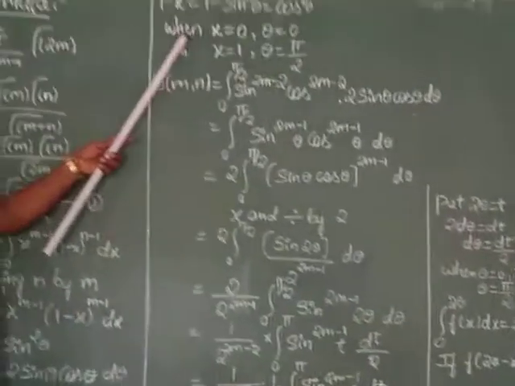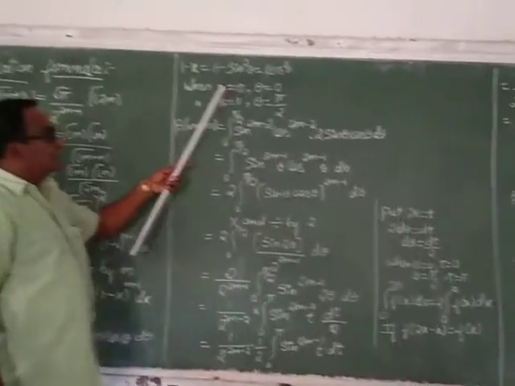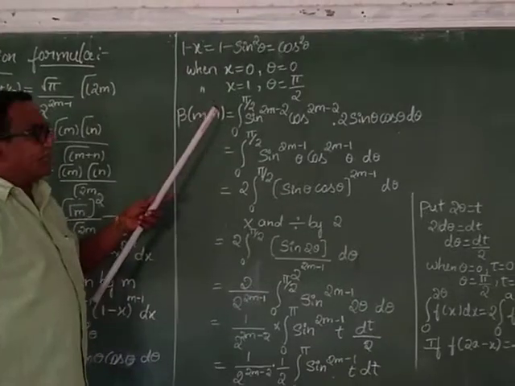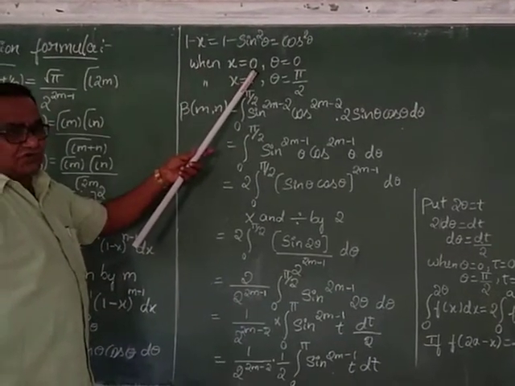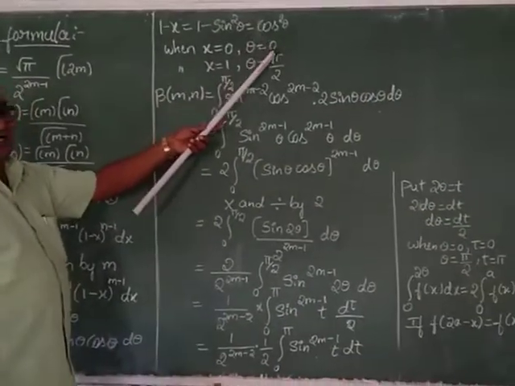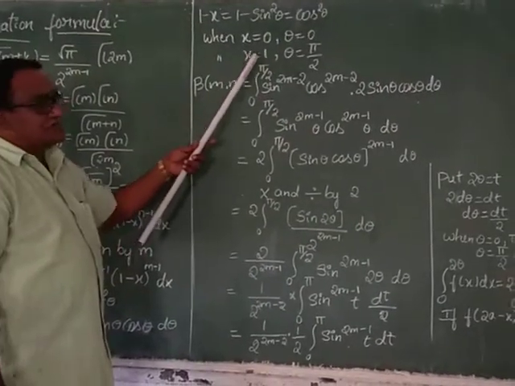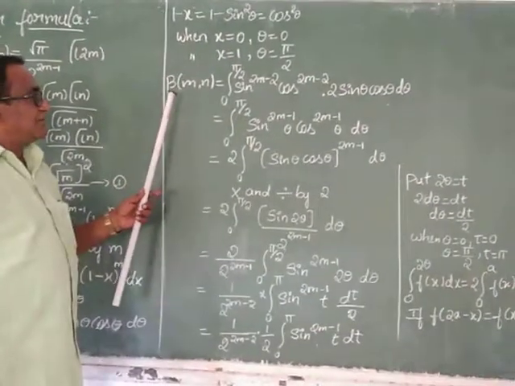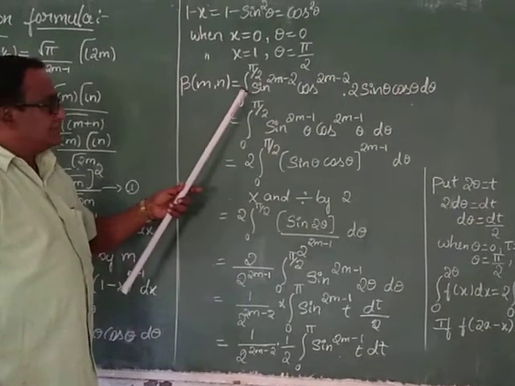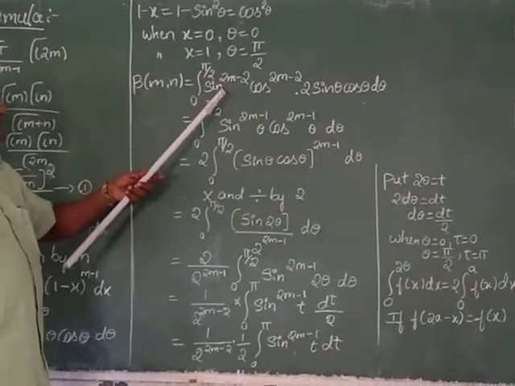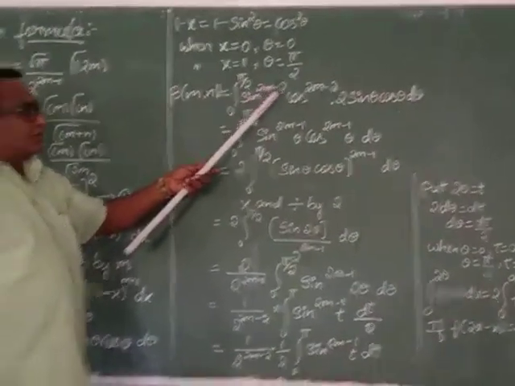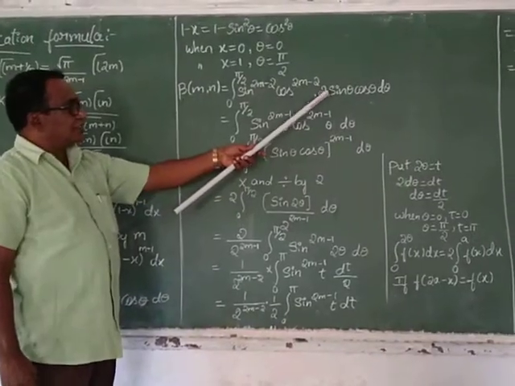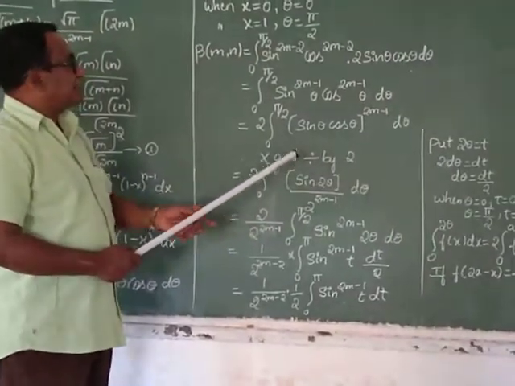Now let us make use of these substitutions. Since we have made use of this substitution, the limits also change here. Let us check the limits. When x is equal to 0, lower limit, your new variable theta is equal to 0. When x is equal to 1, upper limit, theta is equal to pi by 2. Therefore, your beta m, m becomes integral from 0 to pi by 2 of sin to the power 2m minus 2 into cos to the power 2m minus 2 into 2 sin theta cos theta into d theta.